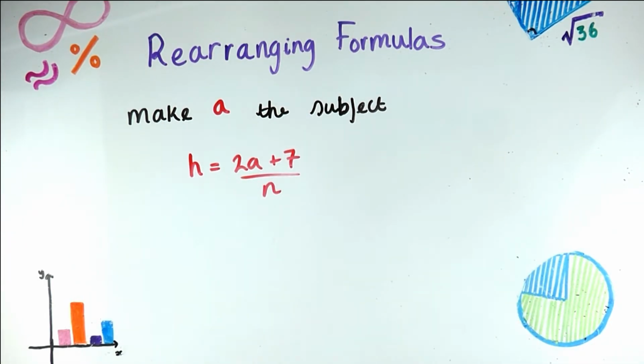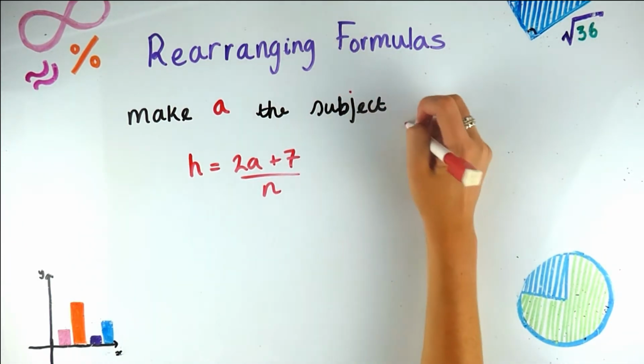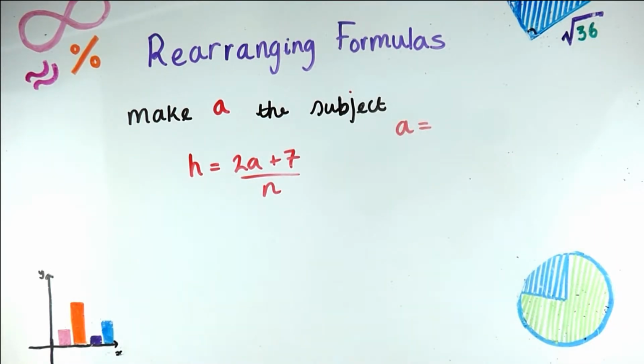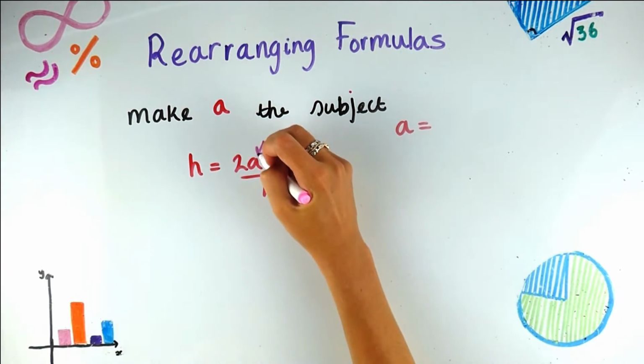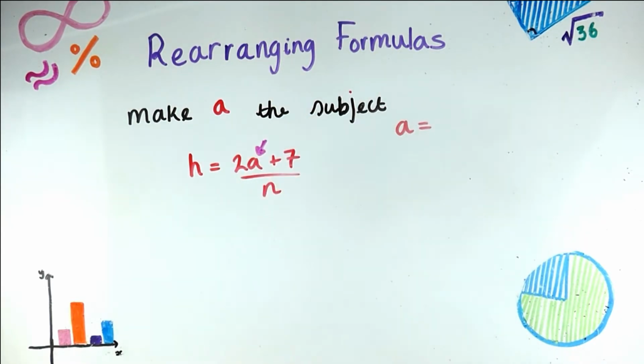So for this one, make A the subject, so we know that means A equals, that's what we want our answer to look like. So we know we can spot where A is. A is here, and it's kind of got a lot going on. So first of all, this looks a bit annoying. You just want to get rid of any fractions or squares, stuff like that.